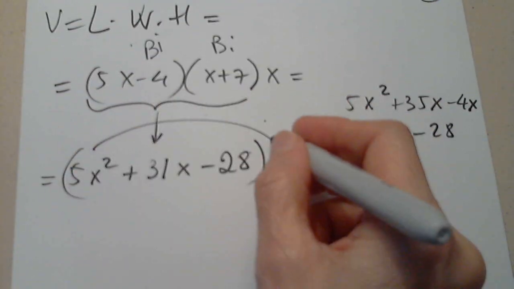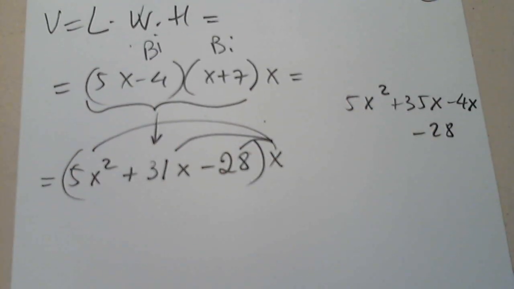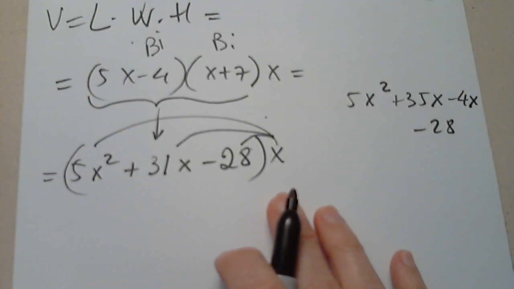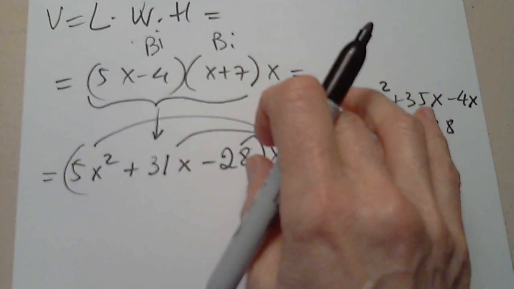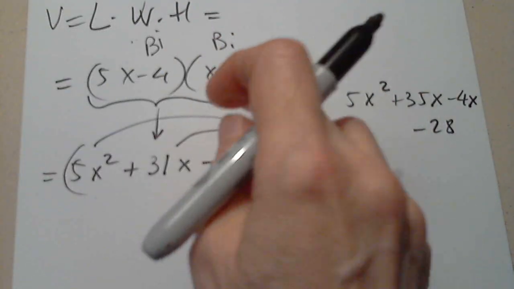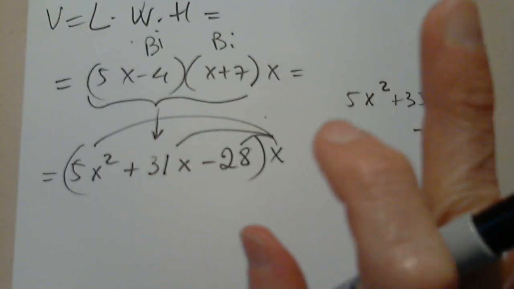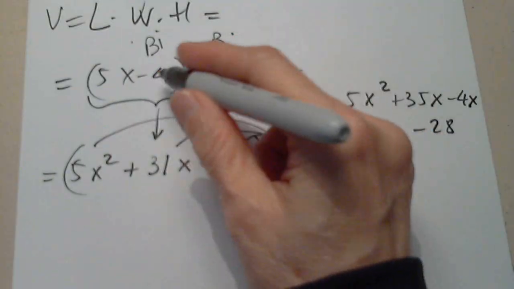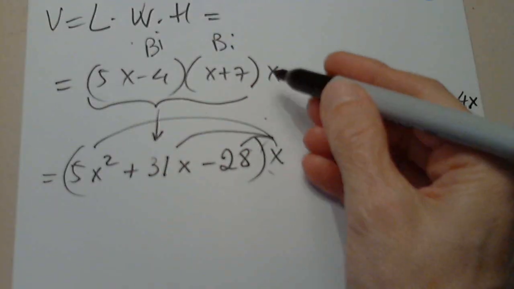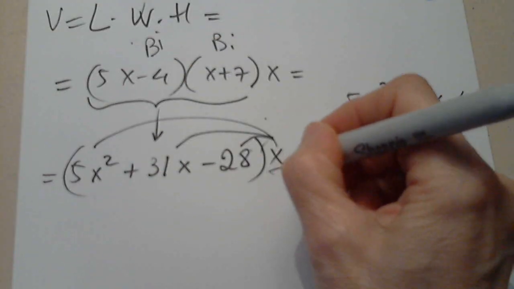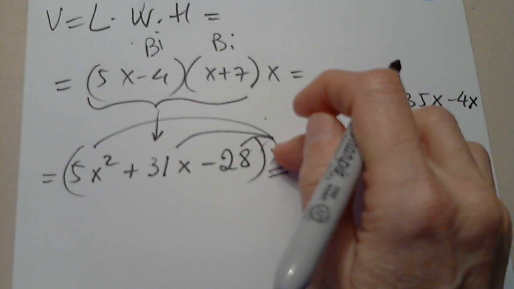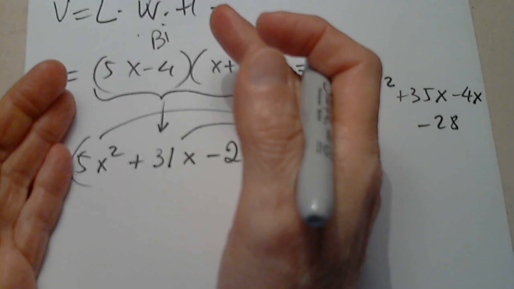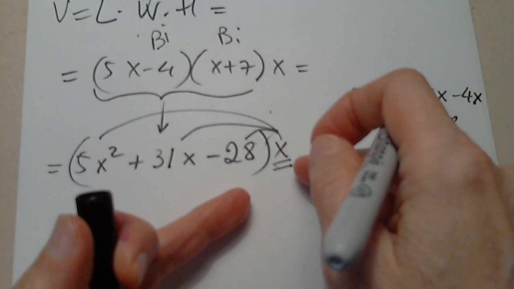Only now does it matter? Does it matter? No, it doesn't. Because a times b times c is the same as c times a times b, is the same as b times c times a. It doesn't matter. But you're putting more weight and more work into a binomial. It's much better to wait till the end to distribute the monomial, because you already have this in descending order. And now you're just distributing this x.